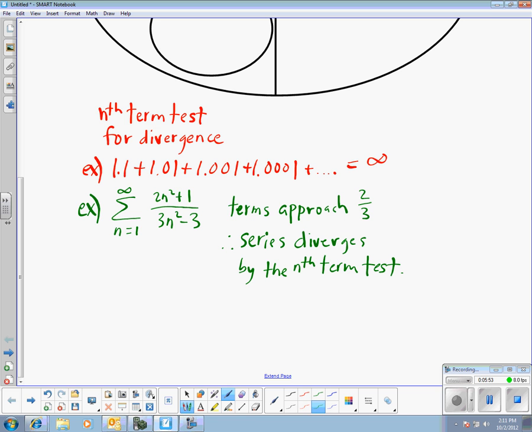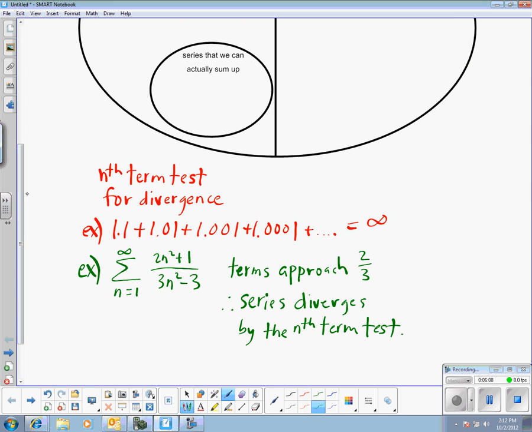What if the terms are approaching a half? If you have infinity halves, then you basically have infinity, because half of infinity is still infinity. So that's your first kind of screening process. You look at this series and say, do the terms go to 0? And if not, just stop right there.